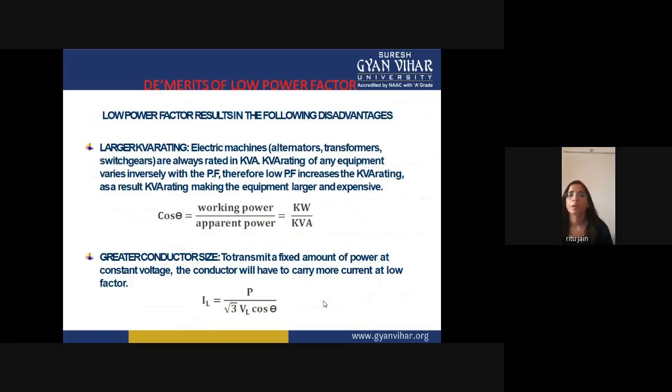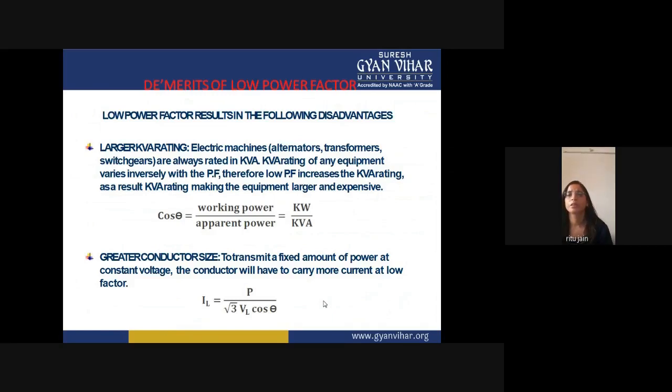Now, next is cos phi, cos theta. This is your power factor, which can be represented by the formula working power upon apparent power. Working power is in kilowatt and apparent power is in kilovolt amperes.